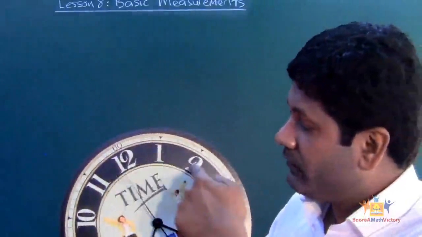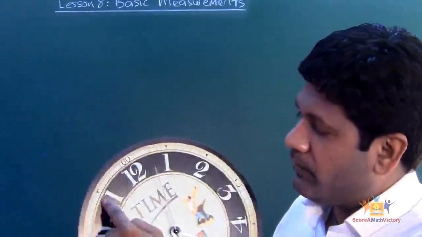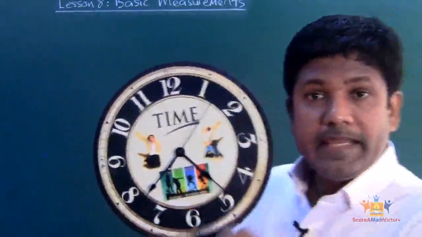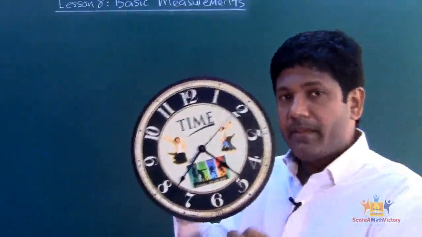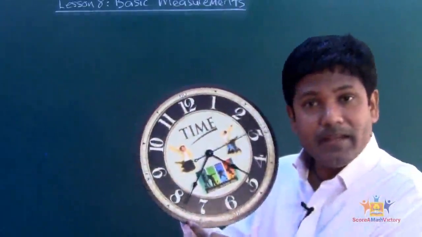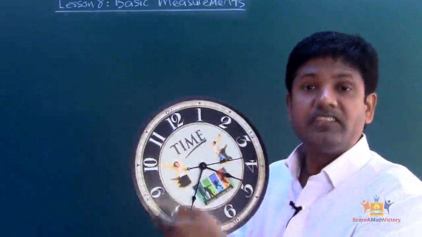60, see, 5, 10, 15, 20, 25, 30, 35, 40, 45, 50, 55, 60. That makes it 60 seconds. So once it completes that 60 seconds, and that makes how many minutes? 1 minute. And the same thing with the minute needle, when it completes one complete cycle, which is 60 seconds.